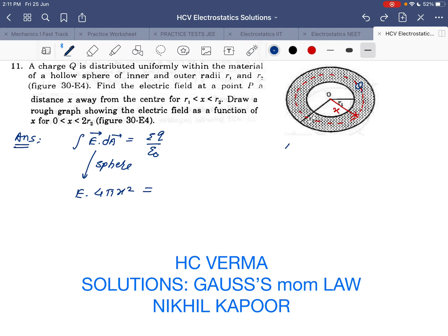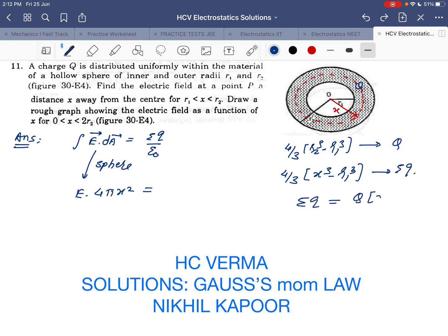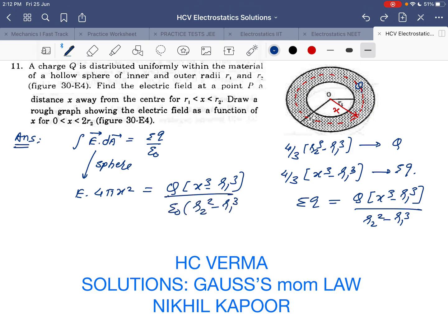And now we can say here in the volume 4 by 3 pi (r2 cube minus r1 cube), in this particular volume total charge Q is present. So then in the volume 4 by 3 pi (x cube minus r1 cube), how much would be the charge enclosed? So we can say the charge enclosed will be equal to Q into (x cube minus r1 cube) divided by (r2 cube minus r1 cube). Okay, so that I can substitute here. So it will be Q in bracket (x cube minus r1 cube) divided by epsilon naught in bracket (r2 cube minus r1 cube).